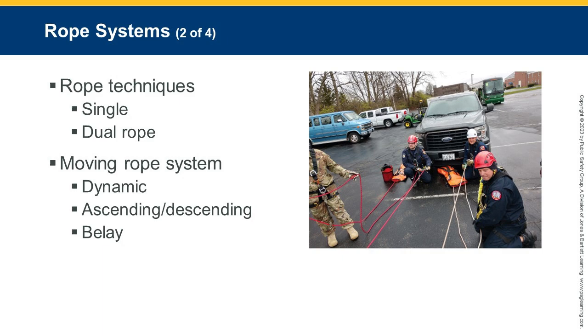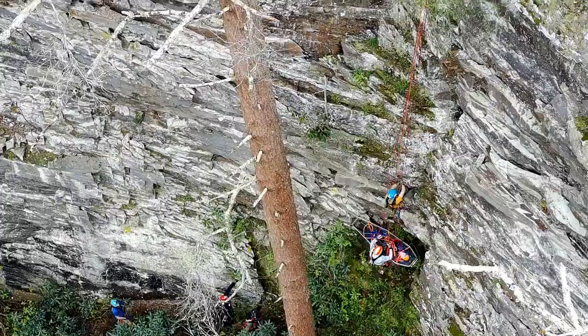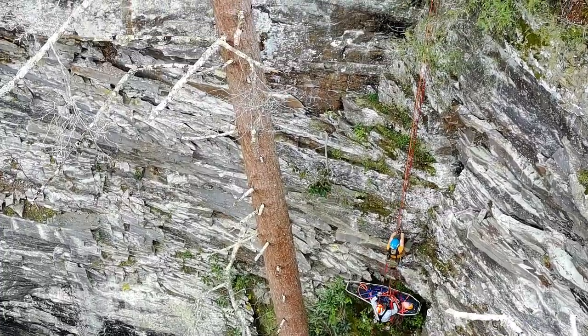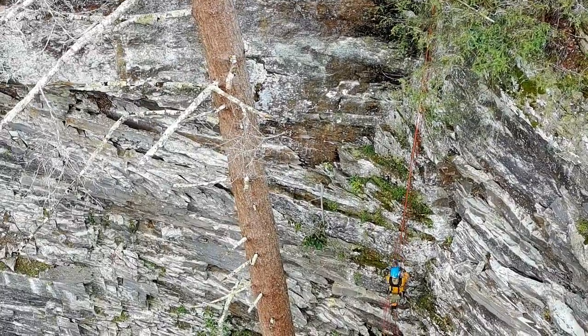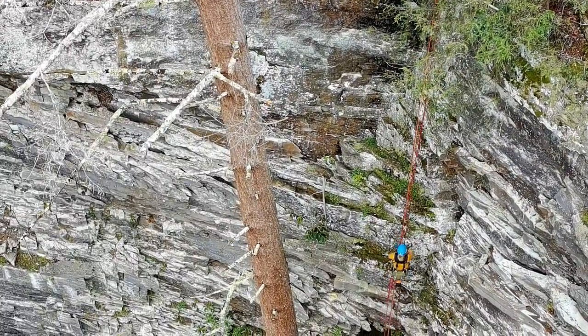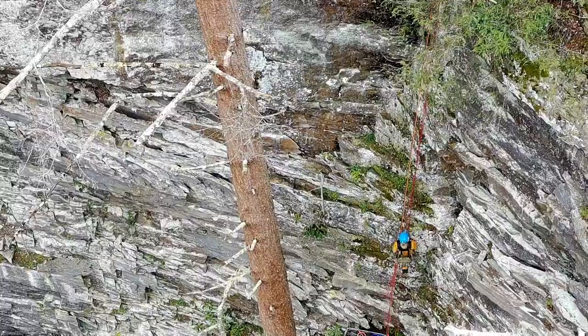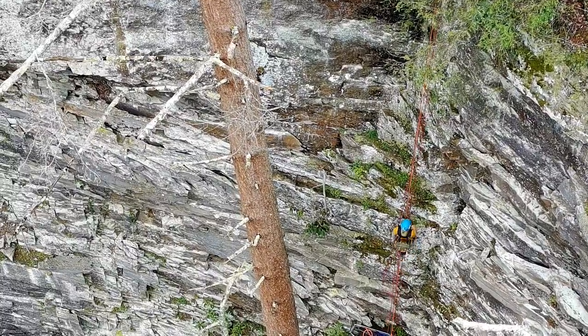Now that we've talked about fixed rope systems, let's move on to rope techniques, the ways we actually use ropes in rescue. First, there's the single rope technique, or SRT. Here, all attachments are made to a single rope. It's simple, efficient, and often used when the rescue scenario is straightforward and the team is trained and confident in using a single line. Next, we have dual rope systems.